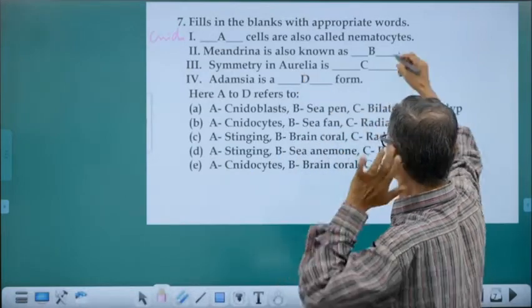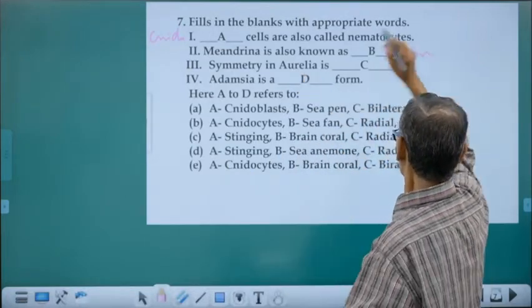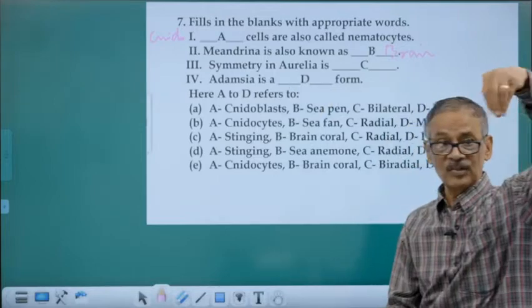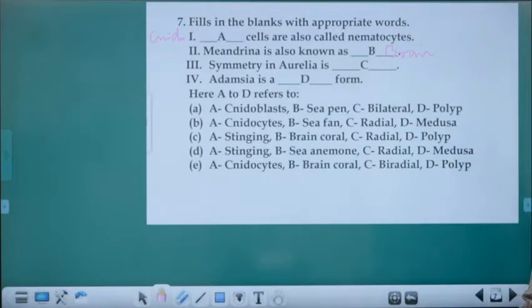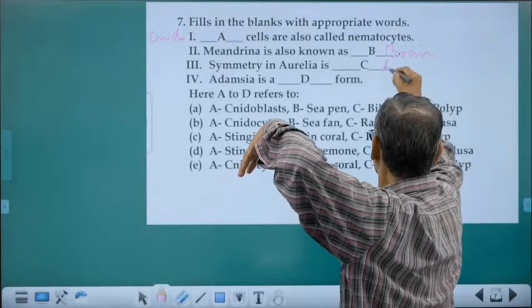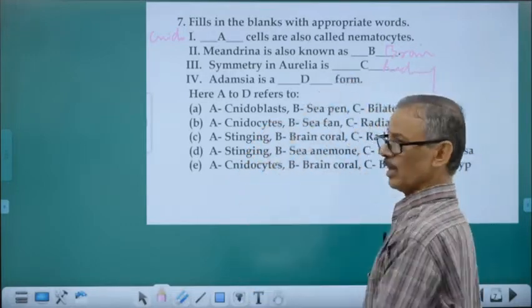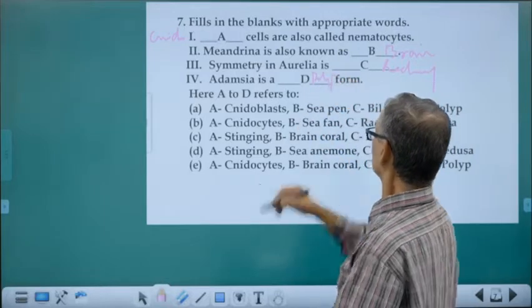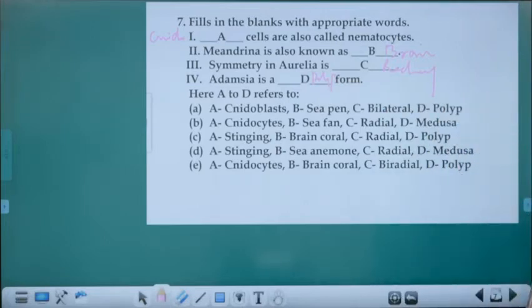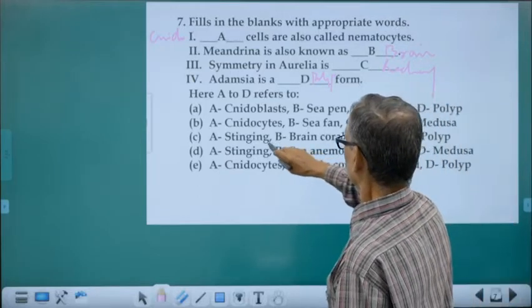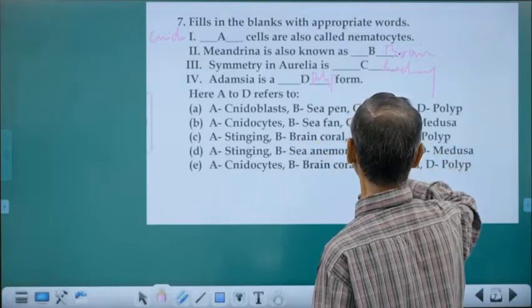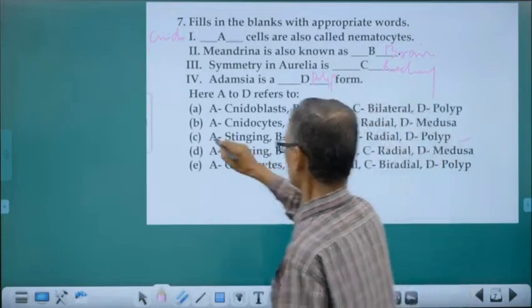Meandrina, brain coral. It's a coral forming coelenterate, brain coral. Symmetry in Aurelia. Aurelia is jellyfish. It is having a typical umbrella-like shape. Radial symmetry. Adamsia, sea anemone. Sea anemone is a polyp form. So, A to D should be nidoblast. Meandrina is brain coral. Stinging cell. Nematocyst, nidoblast, stinging cell, brain coral, radial symmetry, polyp. So, the option goes to cat.